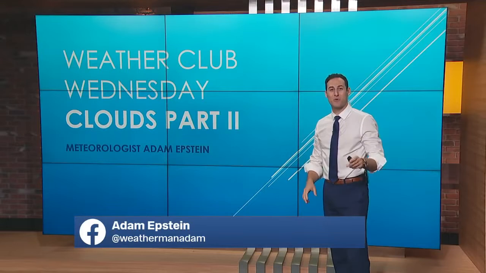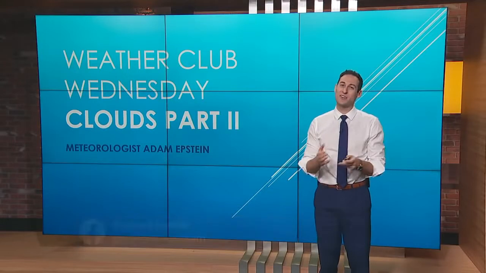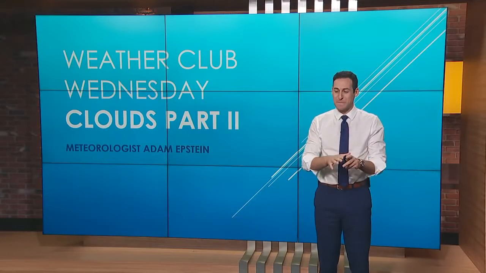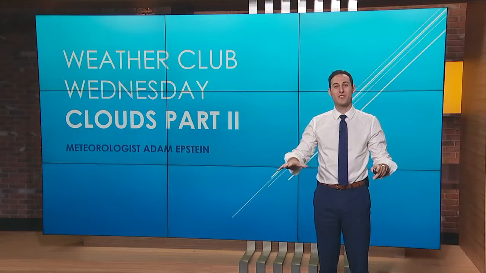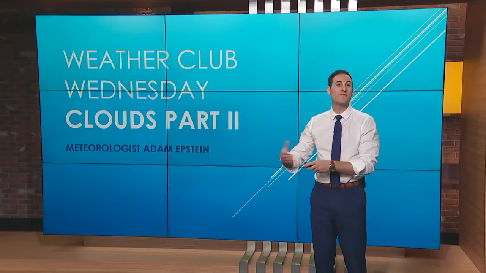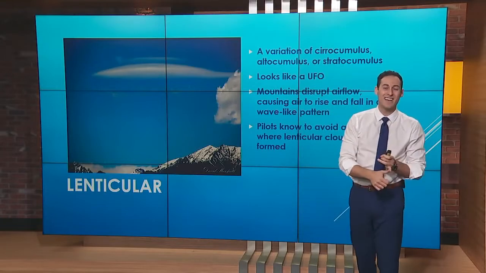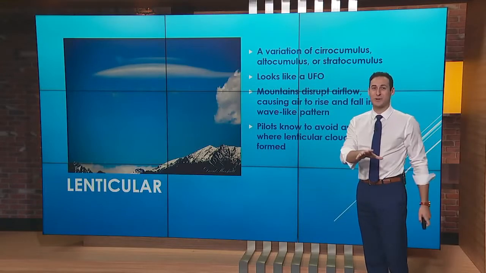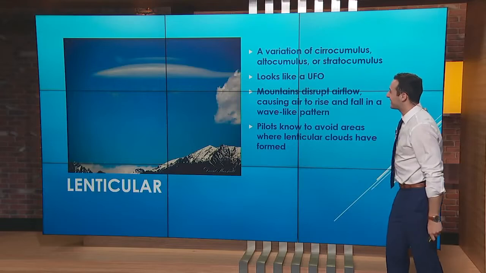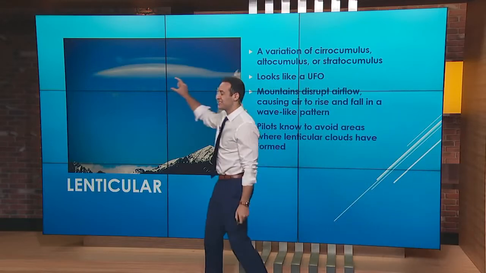And if you haven't seen Part 1, you may want to put this one on pause and go back and watch Part 1 to get a baseline understanding of what we're going to talk about, because today it's more of the advanced clouds, things you don't usually see. And last week we ended on lenticular clouds, and I told you I'd tell you about it. Well, here we go. Lenticular clouds kind of look like UFOs.